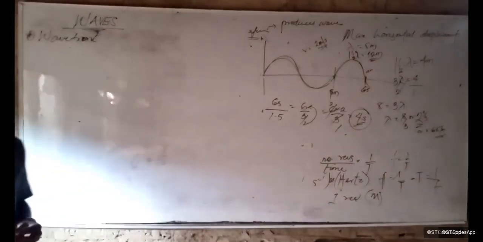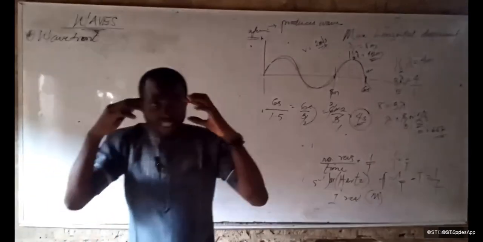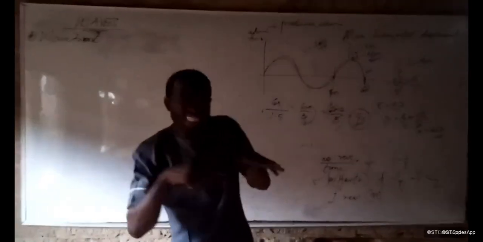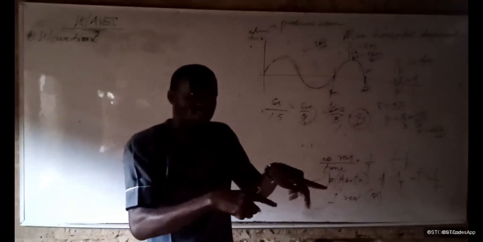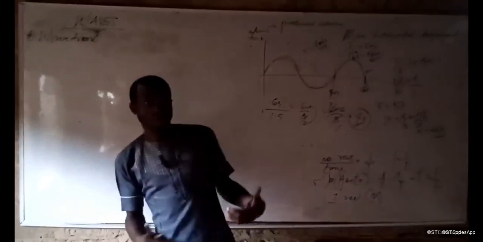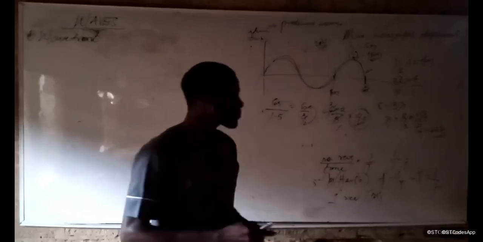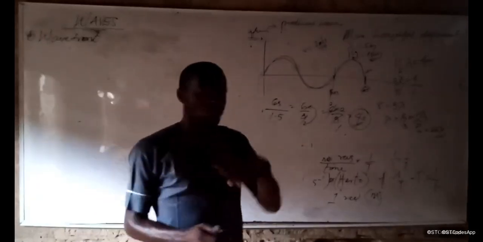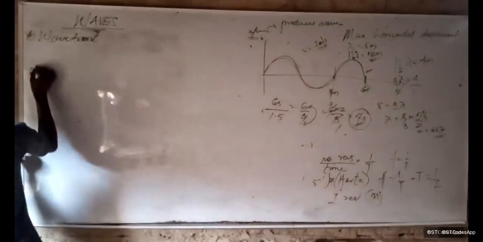A wavefront is basically an imaginary line that you draw to connect the points on a wave that are in phase. Okay, so you really need to understand what a phase is. So we're going to talk about a phase now. Let's go to what a phase is. So what is a phase?